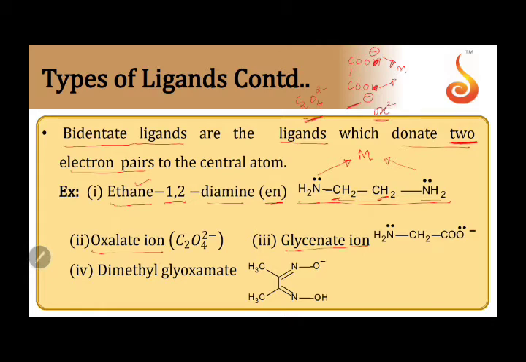Glycinato ion. Glycinato ion is obtained from the common compound glycine. Glycine has a structure like this. It's the simplest alpha amino acid. So there is a carboxylic acid, this is the alpha carbon, and on this carbon, an amino group.